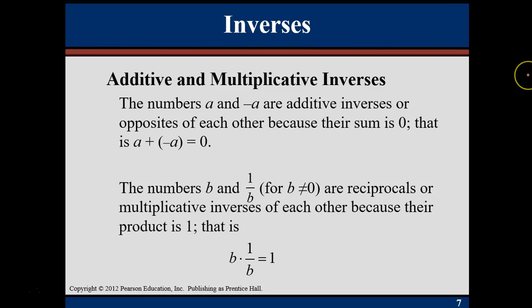Additive and multiplicative inverses will seem a lot like the identity properties, but this is what you're going to use to find the identity. So the additive inverse is the opposite of the number. So a plus -a is going to be a 0. So for example, 2 plus a -2 is 0. When your answer is the identity, that's the inverse property.